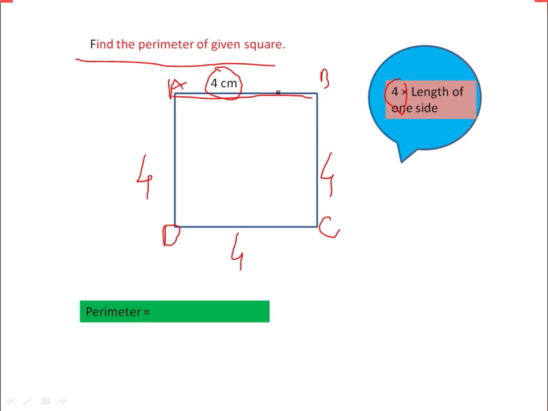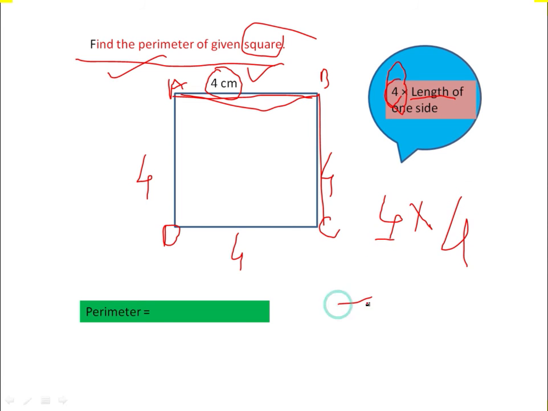Now dear students, you know in a square all are sides, there is no length and breadth as such. These are all sides. So what is this? This is the length of one side. So when you multiply this length of one side, you will get the perimeter of this square. So you have to multiply the length of one side with 4. After multiplying the length of one side with 4, you will get 16 centimeter.